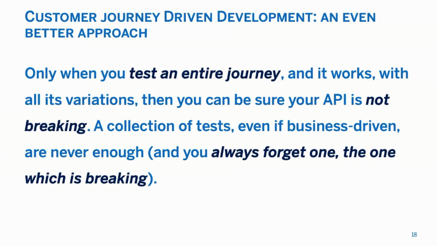So only when you test an entire journey and it works with all its variations, then you can be sure your API is not breaking. Otherwise, you have an approximation. I know in some cases you need to balance, like, do I have time? Do I have resources? Do I have money also? Okay. Do I have tools, which are always a problem? But that's really something to consider. You cannot just limit yourself to a very tech test. A collection of tests, even if business-driven, is never enough. And you always forget one, the one which is breaking.